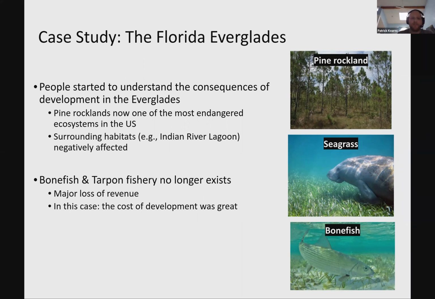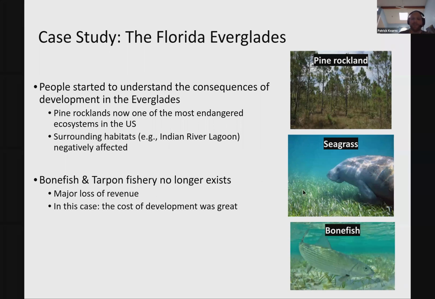Now, pine rocklands don't look like very much, but they are unique to Florida. They're not found anywhere else. And if something is unique, it has unique wildlife that live in it. So when you start to lose an ecosystem like this, you start to lose unique wildlife, and that's what we're seeing in Florida. And pine rockland ecosystems are now the most endangered ecosystem in the United States, which is saying something because we have a lot of really tarnished land out there.